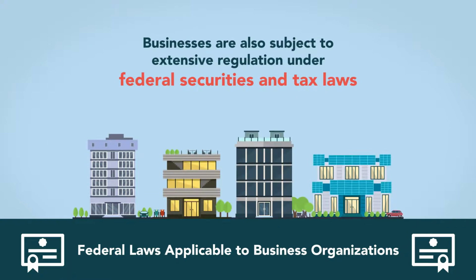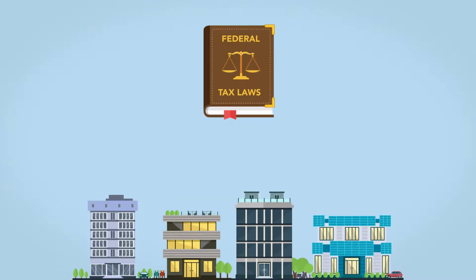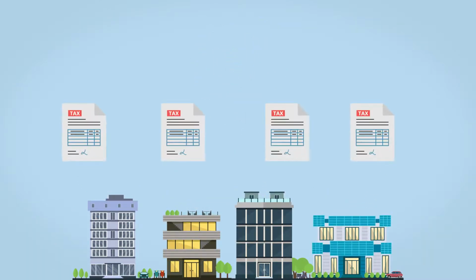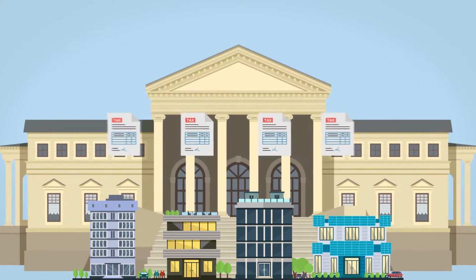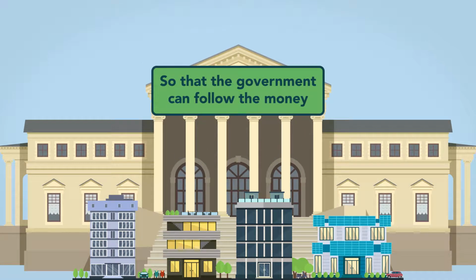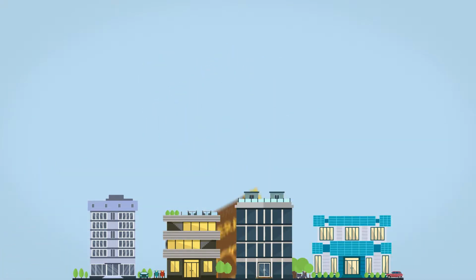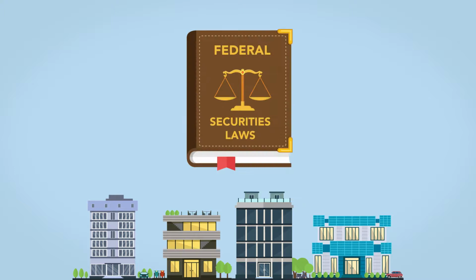Businesses are also subject to extensive regulation under federal securities and tax laws. Federal tax laws affect all business organizations because they all must pay taxes or file information with the federal government concerning income and payouts so that the government can follow the money. Depending on its form, a business entity could be subject to federal securities laws.